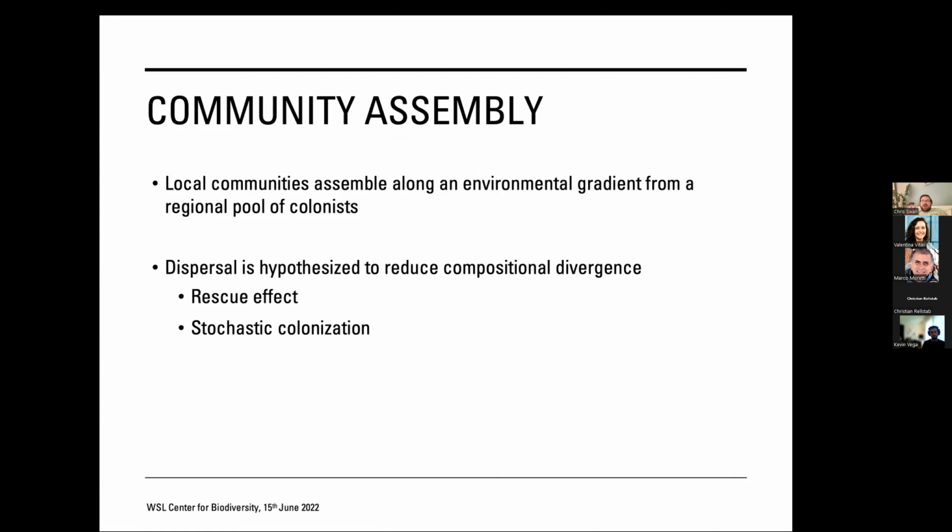General ecological theory tells us that local communities assemble along an environmental gradient from the regional species pool of colonists. And dispersal is hypothesized to reduce divergence in composition, okay? But there can be rescue effects and there can be stochastic colonization. So dispersal is an important agent to consider when trying to understand community assembly, when you're trying to predict alpha diversity and when you're trying to understand beta diversity.